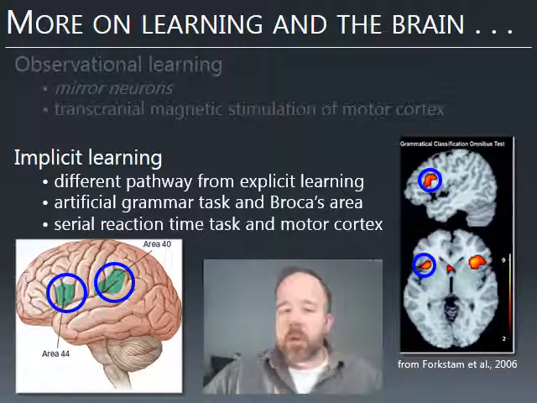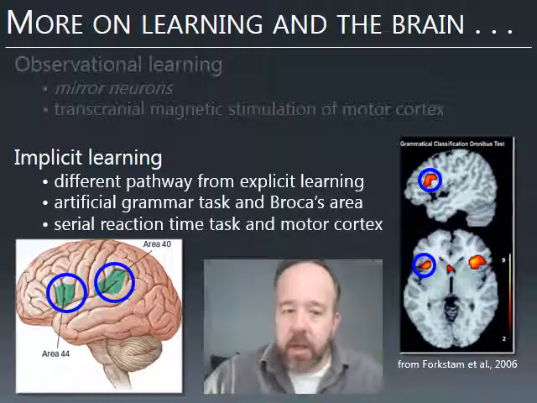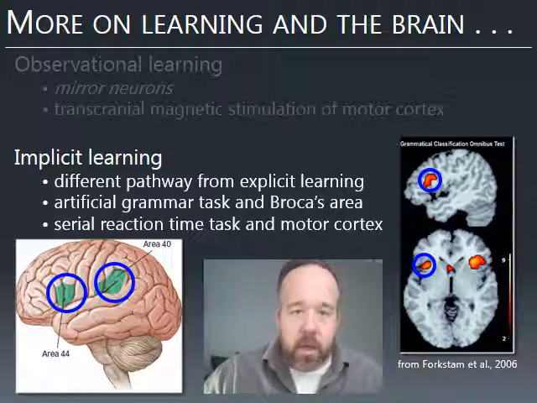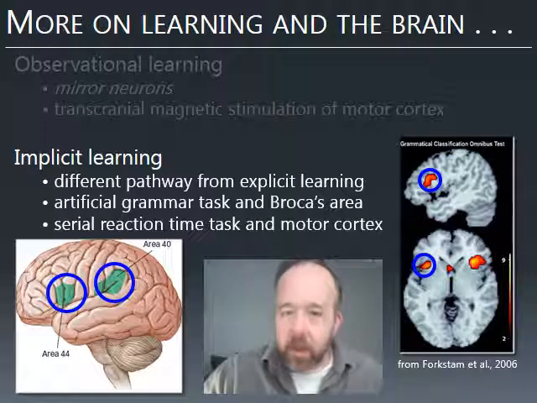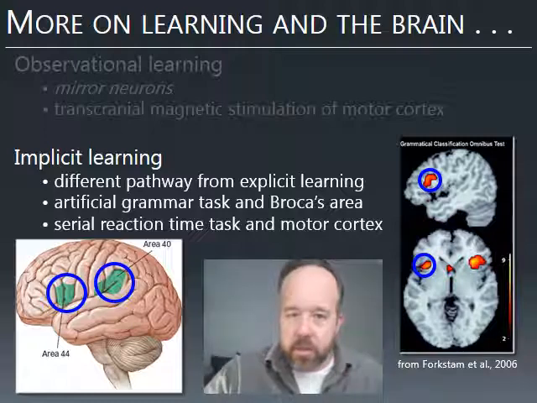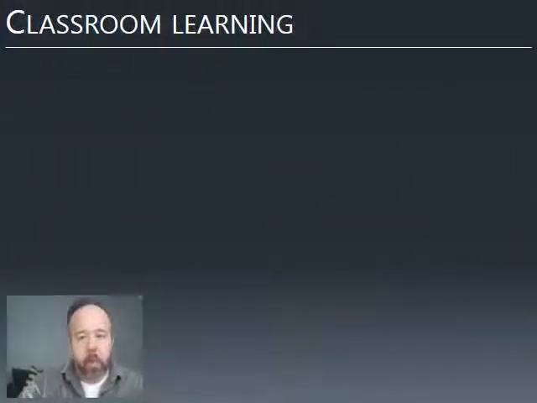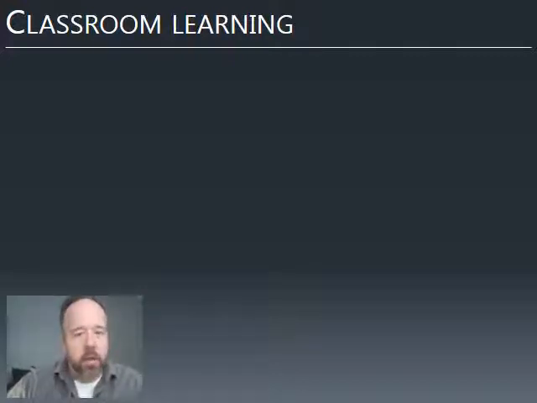For the serial reaction time task, again, the motor cortex seems to be very important. If you use transcranial magnetic stimulation on the motor cortex, in observational learning, learning is impaired. But it also seems to impair implicit learning. So your response times don't improve if you've inhibited motor cortex. So those are two forms of learning, observational and implicit learning.